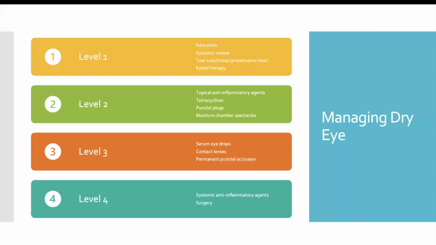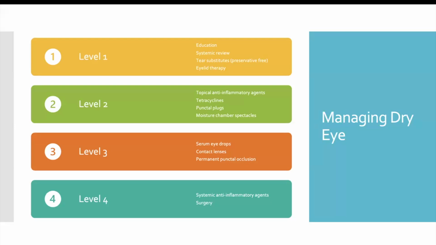So you might start to think about some anti-inflammatory agents, maybe some punctal plugs, then going on to things like serum eye drops, scleral contact lenses that come in with a bath that can sit over the cornea, maybe permanent punctal occlusion, then systemic anti-inflammatory agents and surgery.